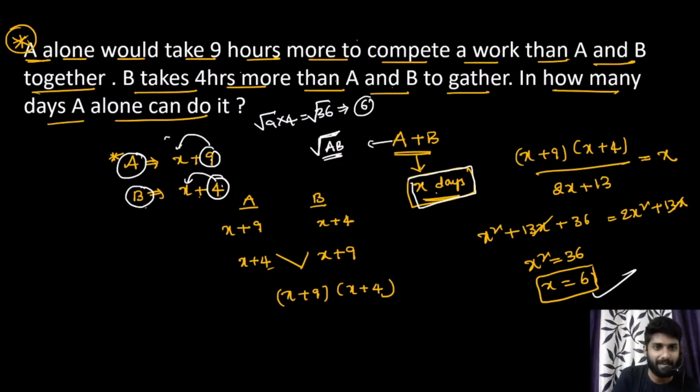You can replace X here by 6. 6 plus 9 is equal to 15, so the answer is 15. 6 plus 4 is equal to 10, so the answer is 10. Everyone is clear? Clear approach.